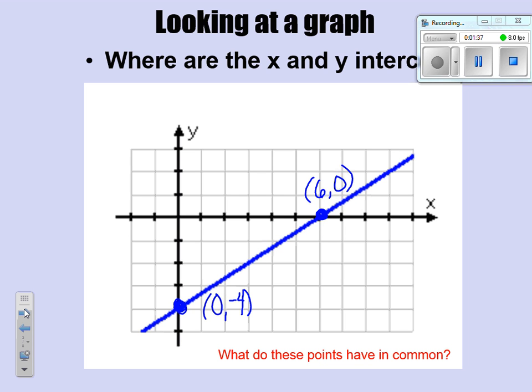Now, if we take a look at those two spots, we can see that they do in fact share something in common. What is it that these 2 points have in common? Well, notice that both of them have a 0 as part of their coordinate. Now, in the x-intercept, the 0 is in the y part of the coordinate. And on the y-intercept, the 0 is in the x part of the coordinate. This is key. When we look to find x and y-intercepts, we should keep in mind that 0 plays an important part in that process.